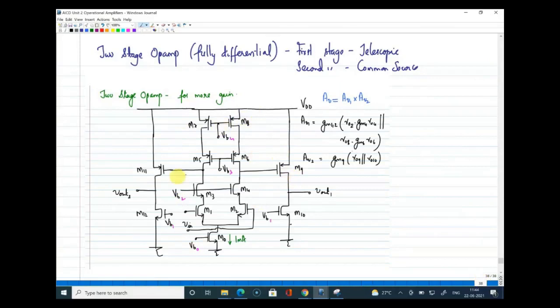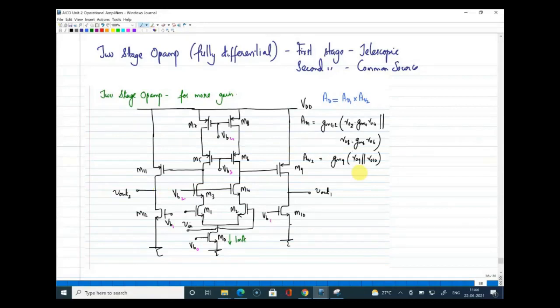At the output, you have connected a CS amplifier, and if you write the gain expression, AV1 is the gain of the first stage, which will be the same as the telescopic. The approximated expression is what you are seeing now. And the second stage will have the gain of a CS amplifier, and the combined gain will be AV1 into AV2, which will be the two-stage op-amp gain.